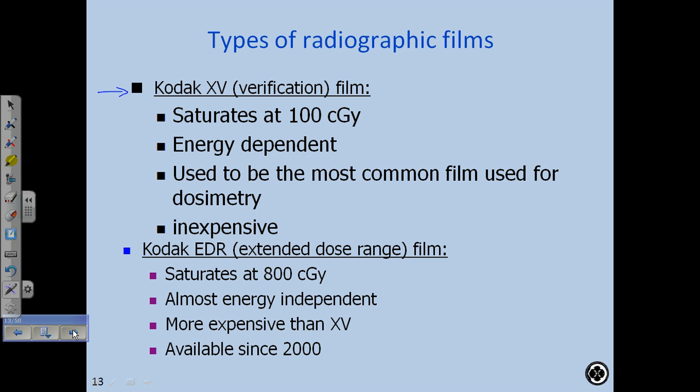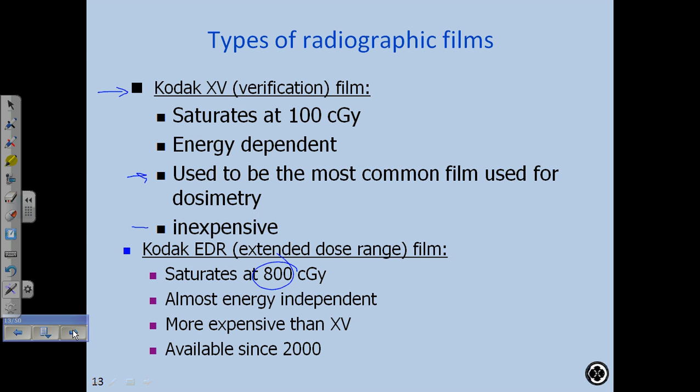XV is energy dependent, so you're going to get a different response for low energy photons than you are for high energy photons. In other words, response meaning darkness. It used to be the most common film for dosimetry, and it's pretty cheap. And then came EDR film, which stands for extended dose range. The big advantage here was this 800 centigray saturation point, so you could deliver a lot more dose.